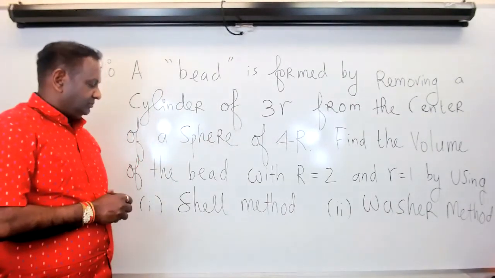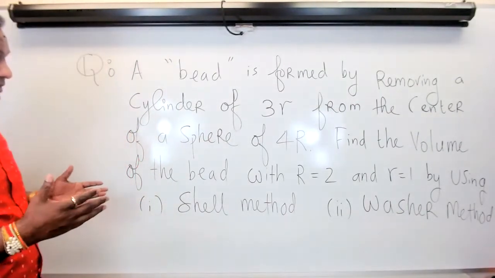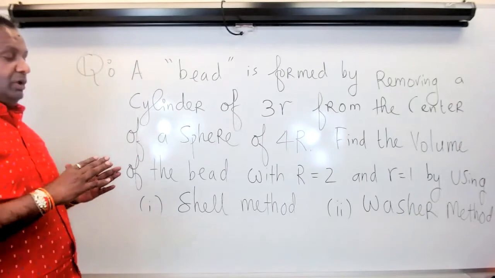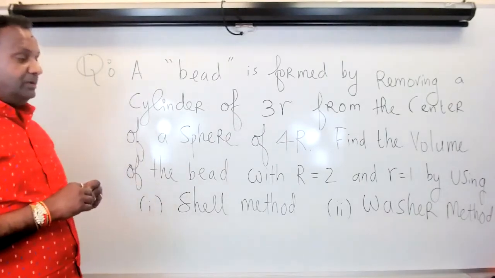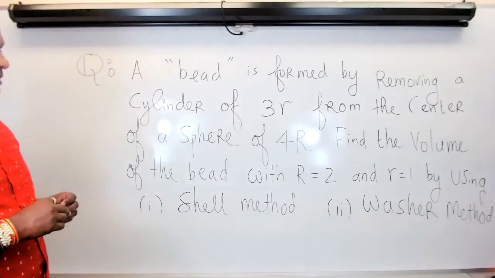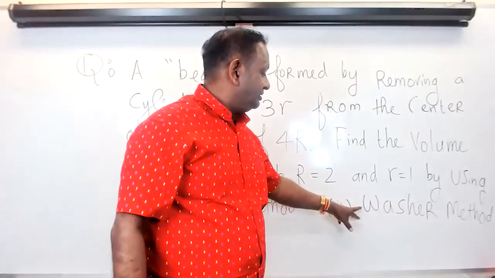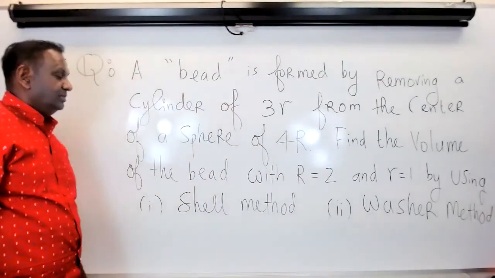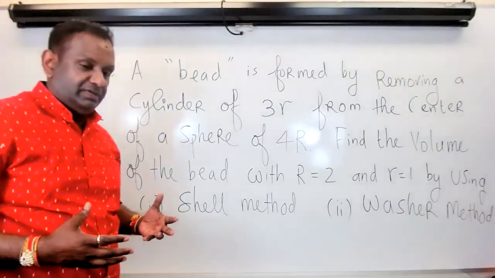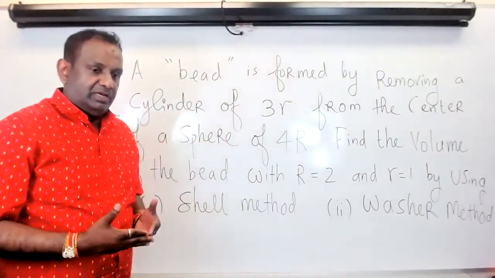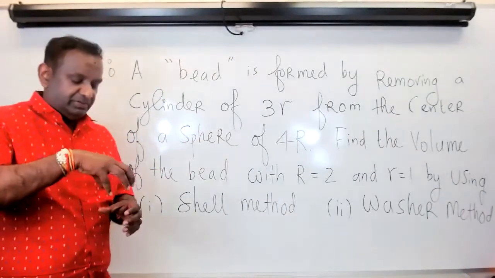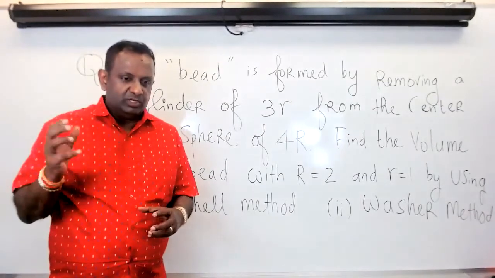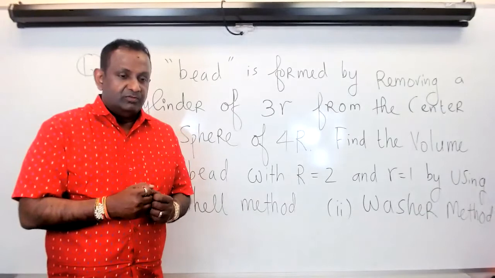Okay. The shell method, you are very familiar with. In addition to these two methods, there's another method very often found in Calc 2, the disk method. The washer method is an extension of the disk method. So there are three methods heavily discussed in Calc 2. Here we are utilizing the shell and washer methods because the middle part is gone. A cylinder has been removed in order to create a bead from a sphere.